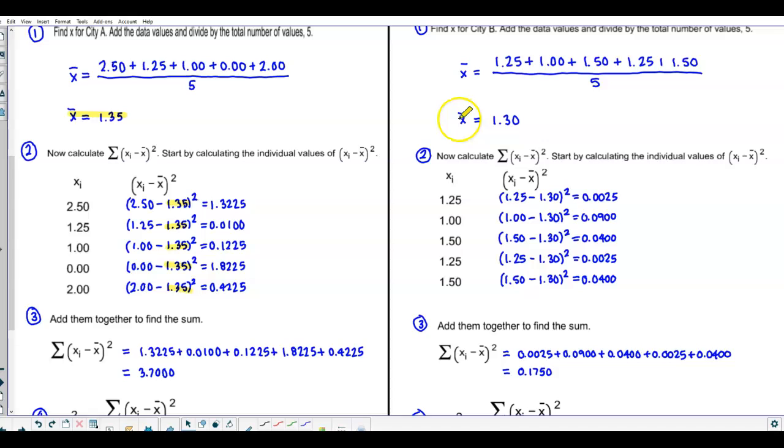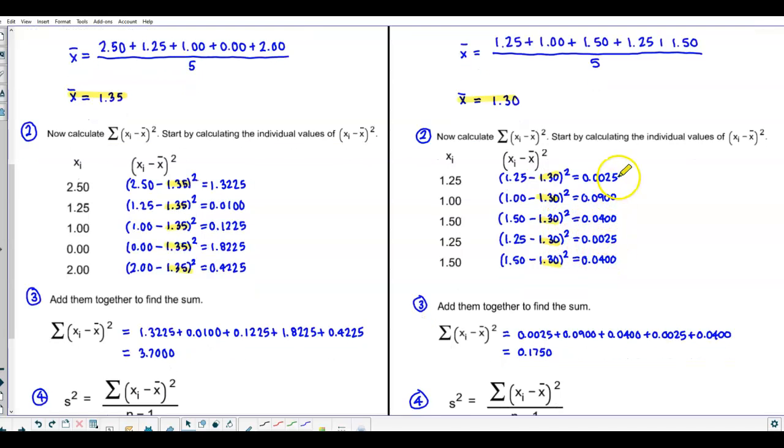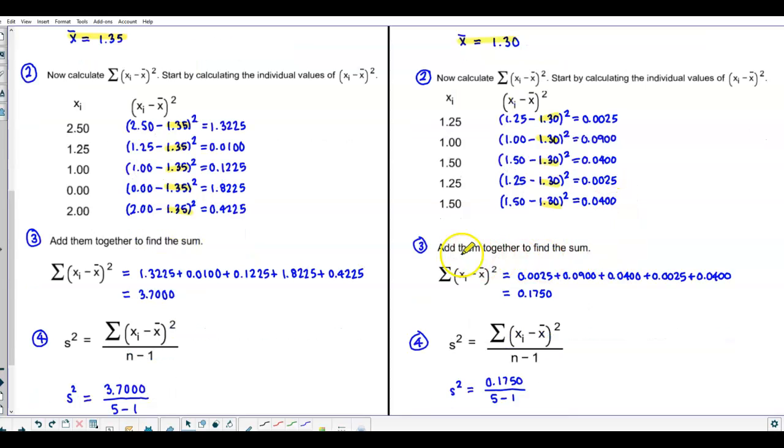We can see that the sample mean for this is 1.30. We're going to take each data value, subtract 1.30 from each, and then square it. So we get 1.25 minus 1.30 and square it to get 0.0025. 1.00 minus 1.30 squared to get 0.0900, and we continue on. Now once we get those values, we need to add them together to find the sum. So when we add these together, we get 0.1750.